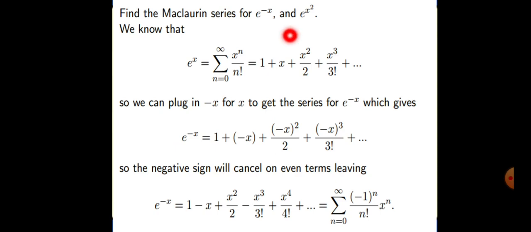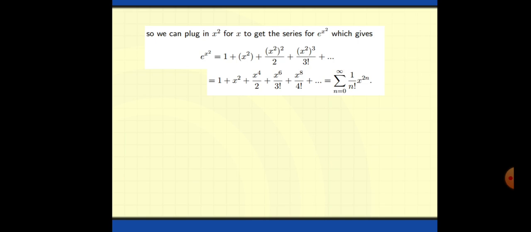And now what about e to the power x squared? Here we have e to the power x. So if you wanted to find e to the power x squared, you have to replace each x here by x squared. So this is your final answer, and this is the Maclaurin series of e to the power x squared.